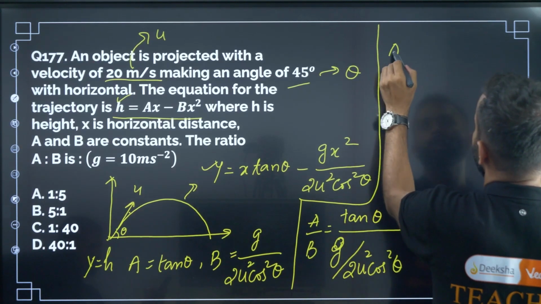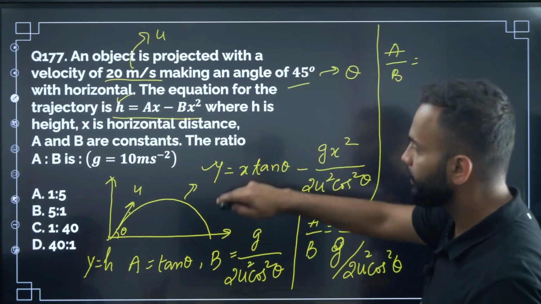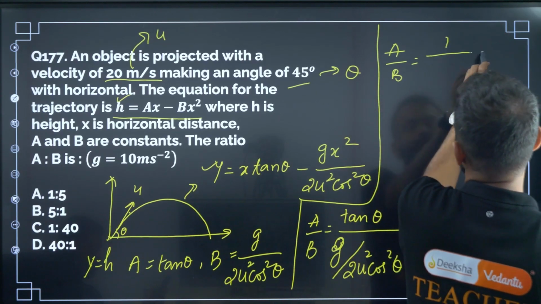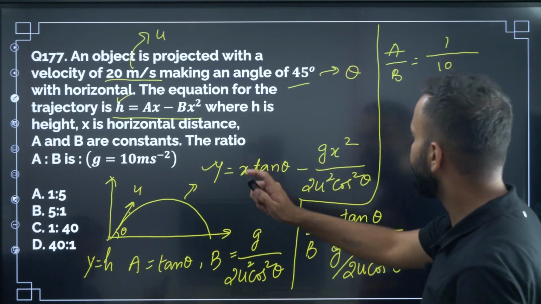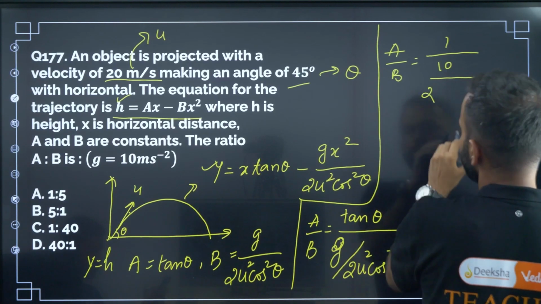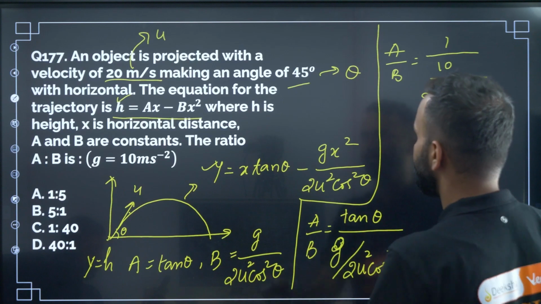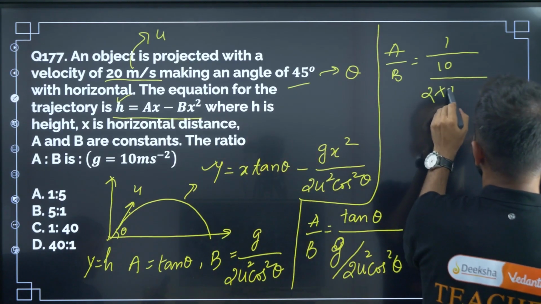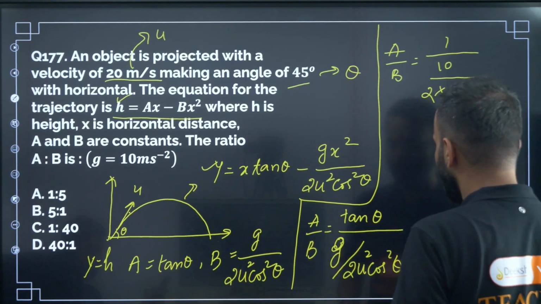So now a divided by b is equal to tan theta. Theta is 45 degree, right? So tan 45 degree is 1, divided by g. G is 10 meter per second square, acceleration due to gravity, divided by 2 into u square. U is 20 meter per second, so u square is 400, right, into cos square theta.